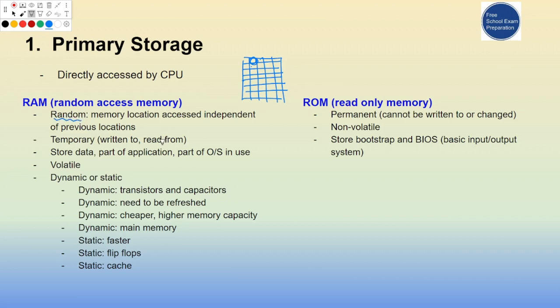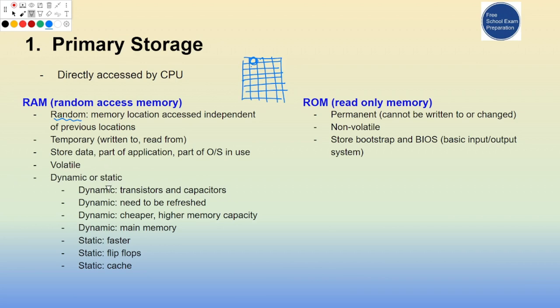And RAM is temporary, so that means you can change the information in RAM. It's used to store the data, applications, and the operating system that are currently being used by the CPU. Last time we talked about how the CPU can read from RAM and also write data to RAM. Another feature of RAM is that it's volatile. So that means if you turn off your computer, the information stored in RAM will be lost.